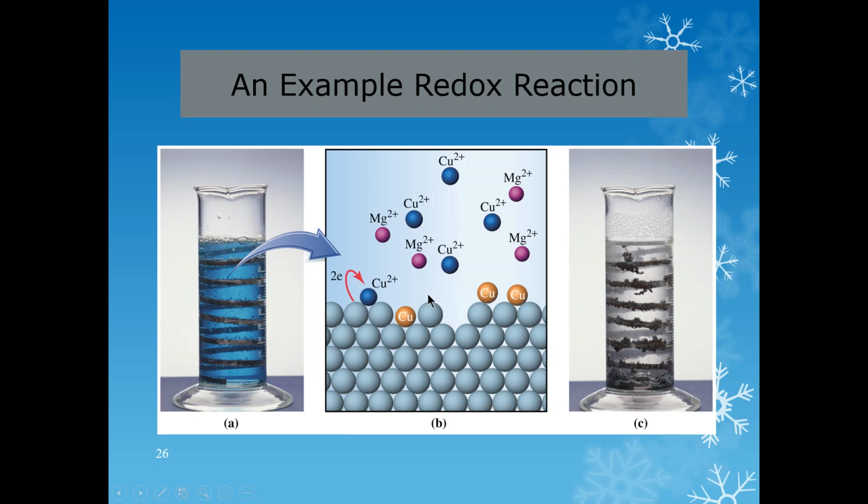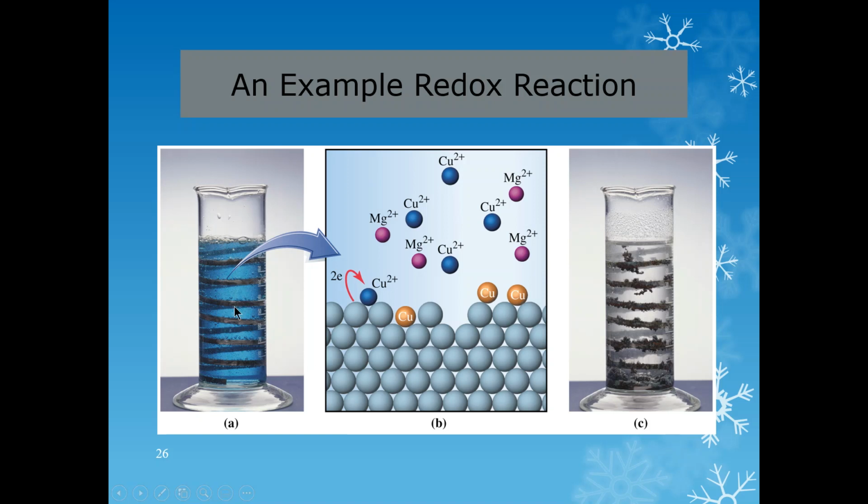Now, what this picture is showing you is what happens when you put a coil of magnesium in a solution containing copper 2 sulfate, right? And what you'll observe, if you put the magnesium in the copper 2 sulfate, you'll notice first that the copper 2 sulfate is blue in color, right?